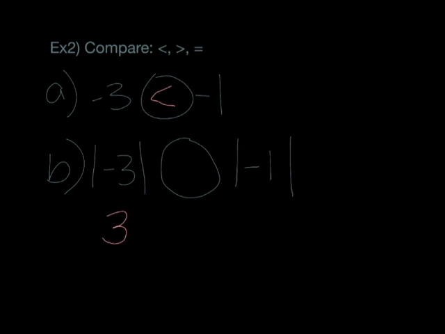What about -1? How many steps would it take to get back to 0 from -1? 1 step. So which number is the biggest? The 3 is the biggest, which means 3 is greater than 1. The absolute value of -3 is greater than the absolute value of -1.